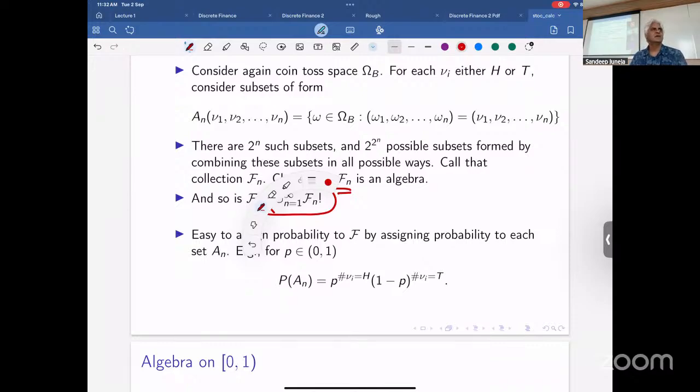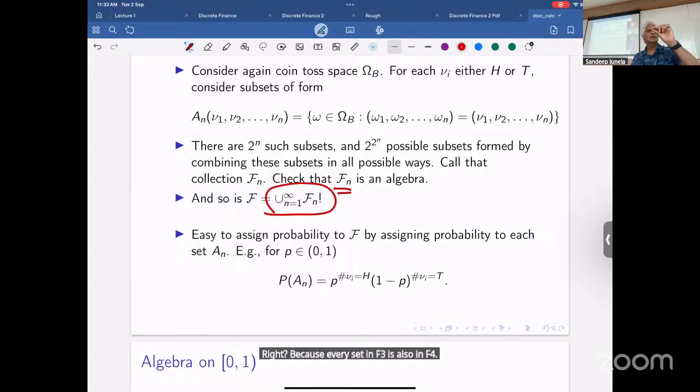Every set in F3 is also in F4. F3 is just a union of two sets in F4. So if F3 has HHH, that's a union of HHHH and HHHT. They're both in F4, so I take the union and I get it.